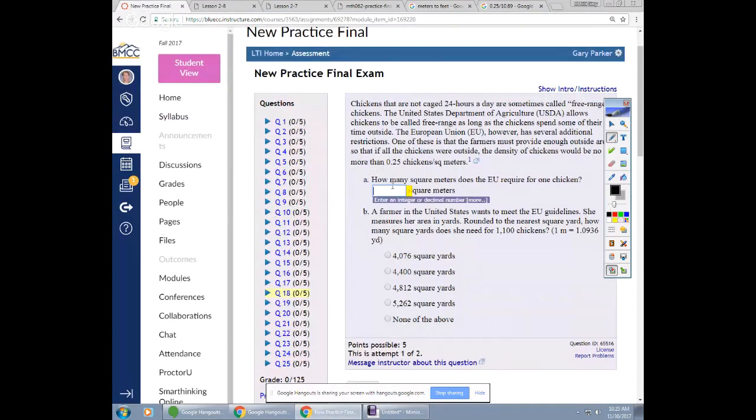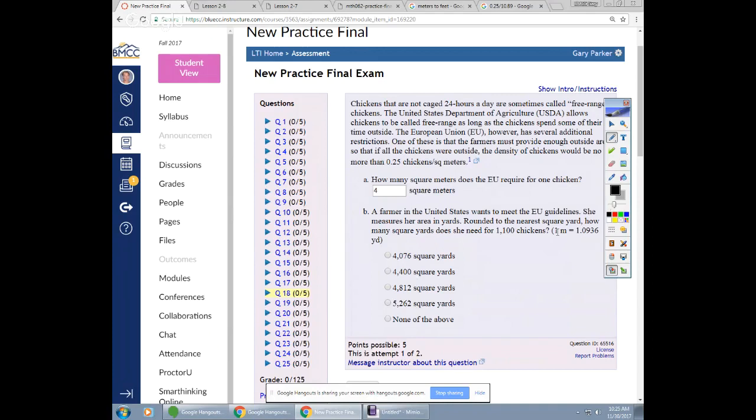So here, this one right here we figured out was 4. So a farm in the United States wants to meet the EU guidelines. She measures her area in her yard, rounds to the nearest square yard. How many yards does she need for 1,100 chickens? And so here they give us a conversion factor.